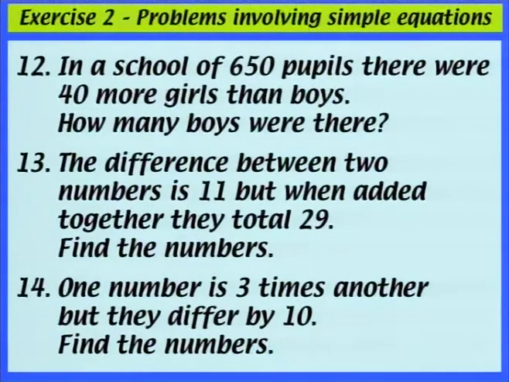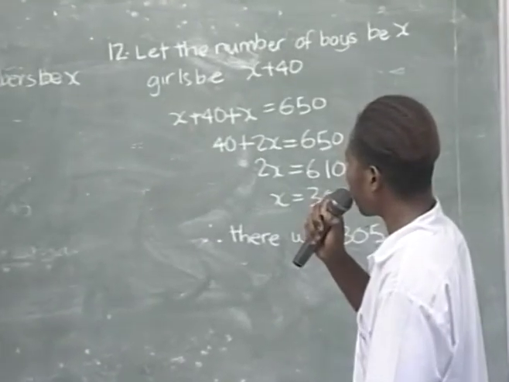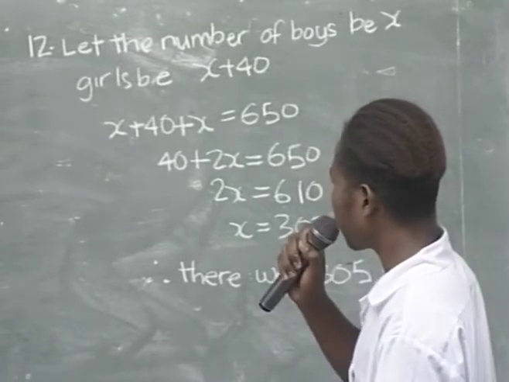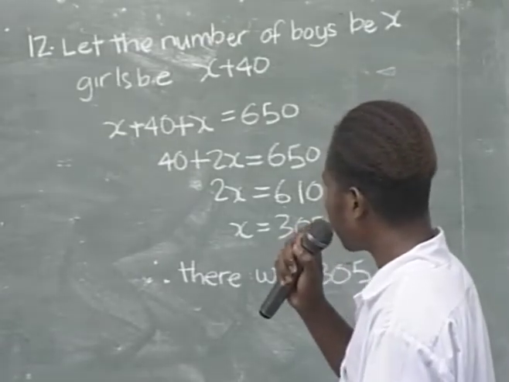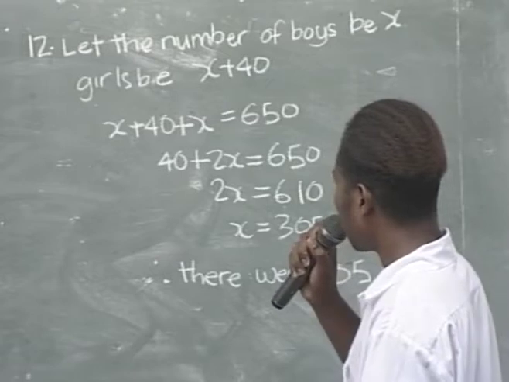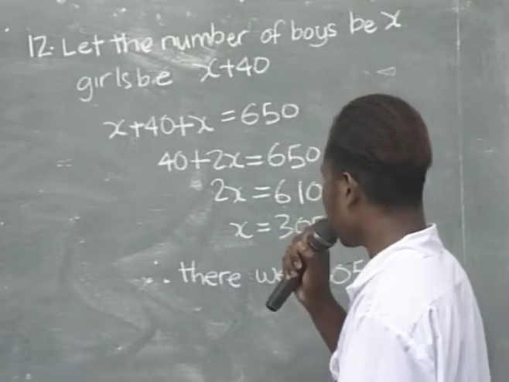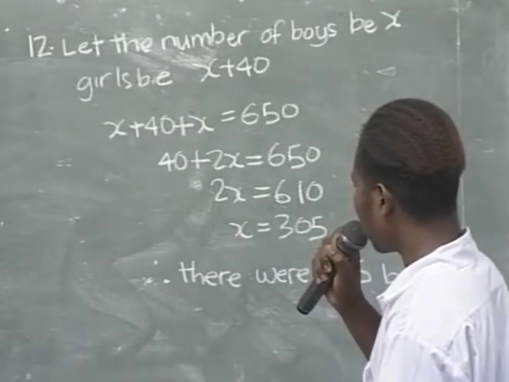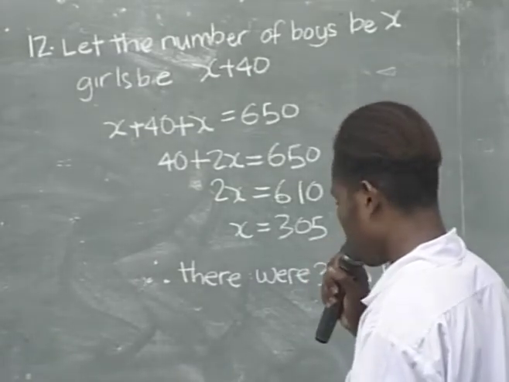Let the number of boys be x, girls be x plus 40. Then you make the equation x plus 40 plus x equals 650. You collect the like terms and you have 40 plus 2x equals 650. You subtract 40 from both sides and you're left with 2x equals 610. Then you divide each side by 2 and x will be 305. Therefore, there were 305 boys.